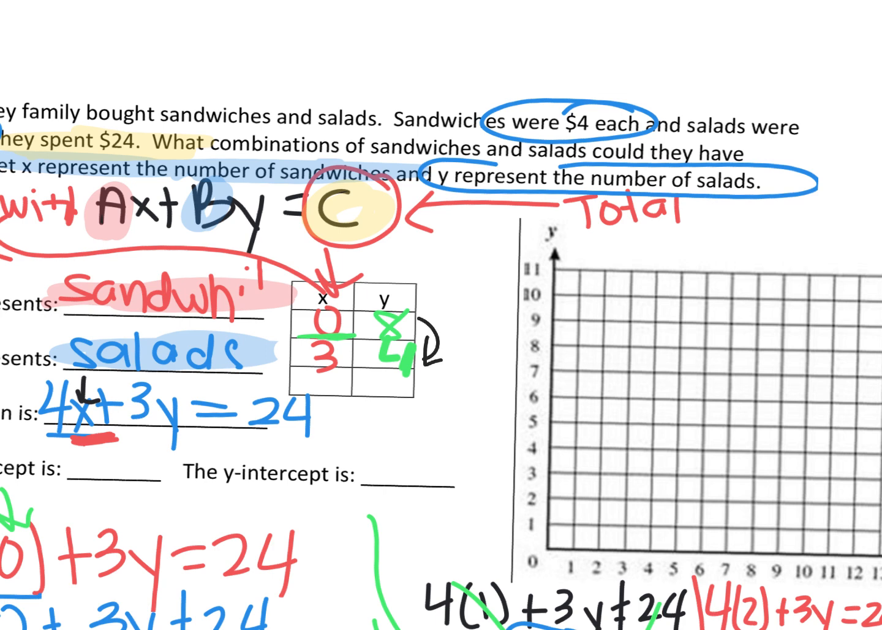After we find that, now what we get to do is use our pattern. 8 to 4, it went down by 4. So subtract 4 again, and we would be at 0. Look at our table here. It went from 0 to 3. Add 3 more, we're at 6.